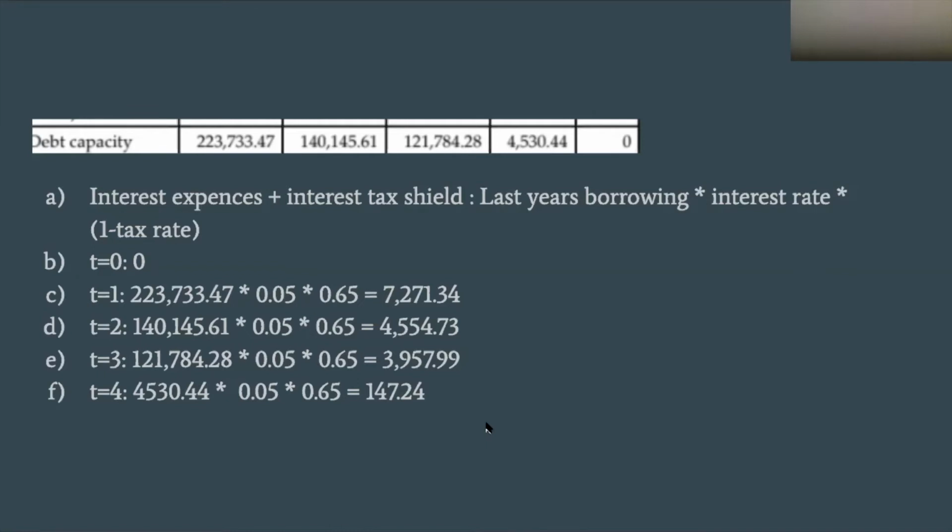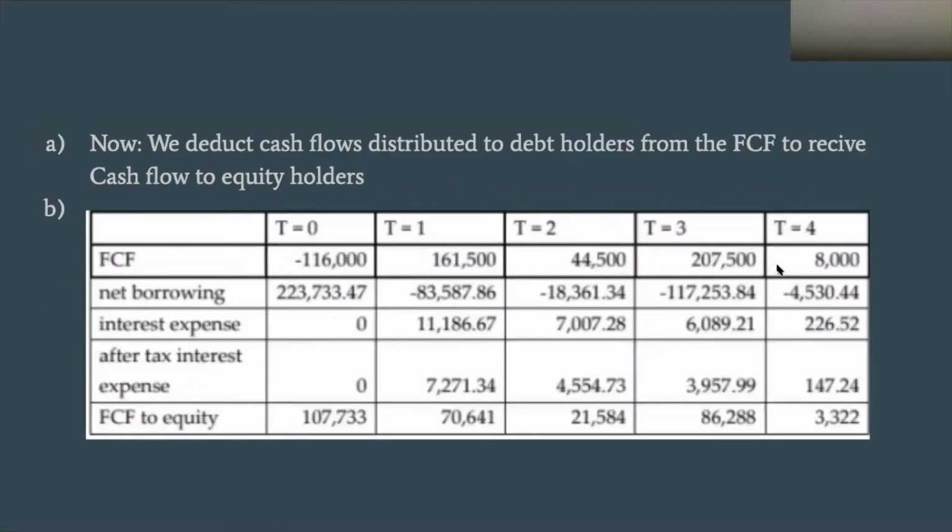So now we know all three components that are classified as cash flows to the debt holders, which are net borrowing, interest, and tax shield. By deducting these from the free cash flow that we calculated in the first question, we can receive the free cash flow to equity holders by taking the net of it.